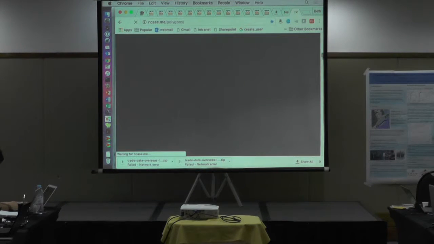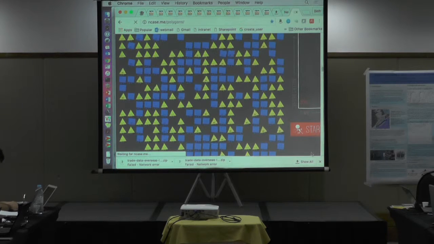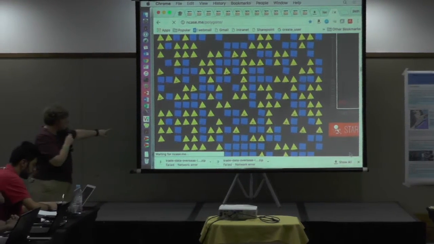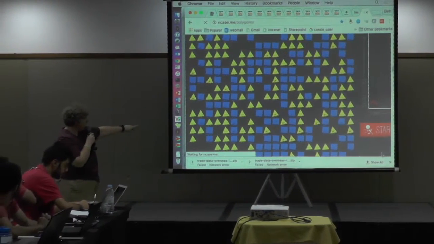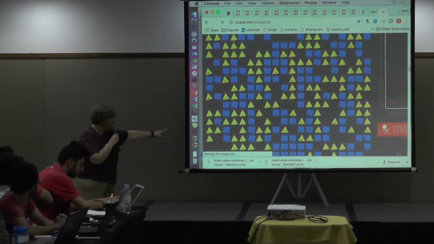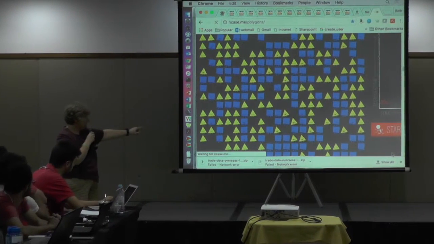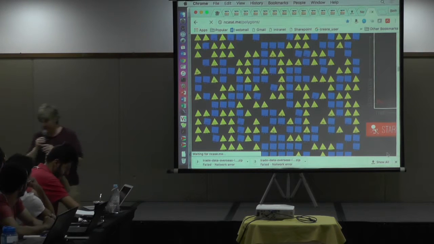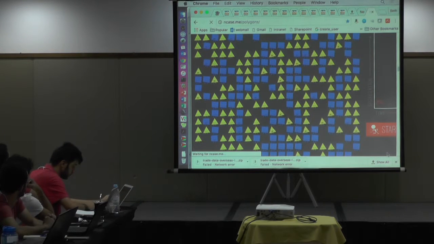So the whole idea is that there's happy polygons and there's unhappy polygons. Triangles don't hate the squares. They just want to live next to another triangle. So you can see where triangles are together, they're happy, and a bit sad and rocking where they're not next to another triangle. And similarly for the squares. So they don't hate the other shape, they just like to live next to their own.